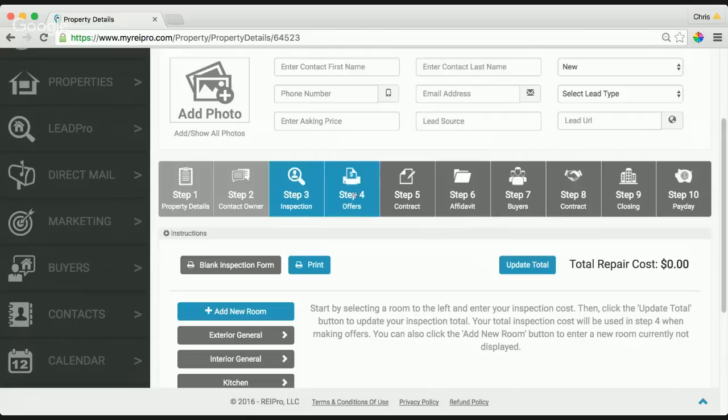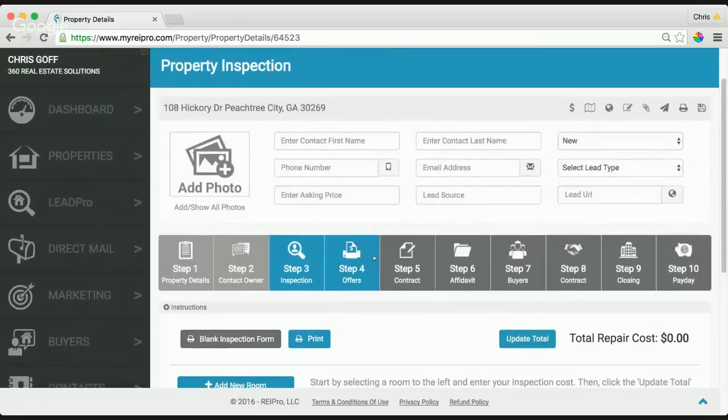And then step 6, the affidavit. I'm going to show you how to fill that out. That is actually installed on the software as well.